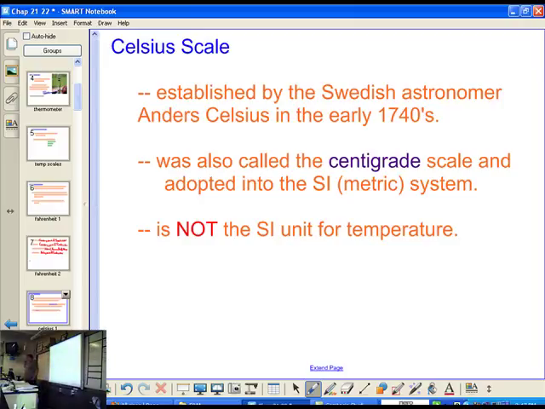System International, the metric system. But back in the 70s, they called it centigrade. That's because it was based on 100, just like metric 100.